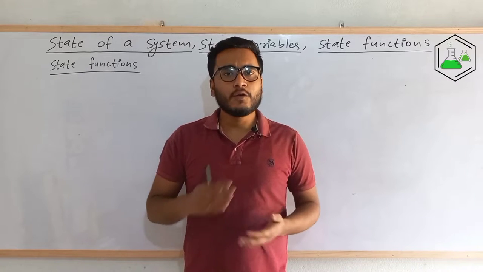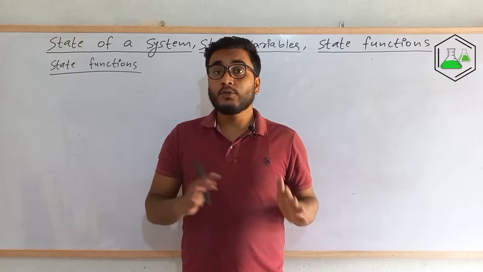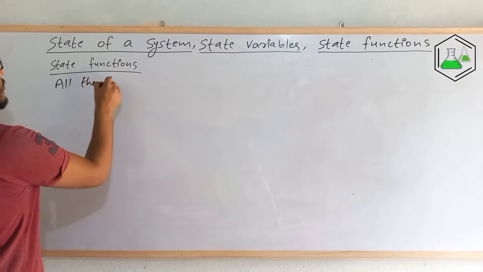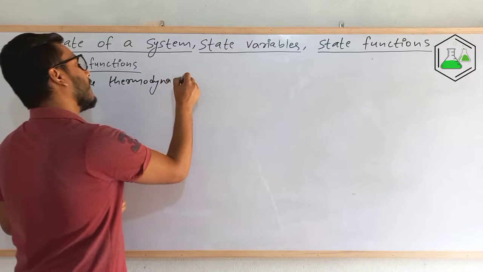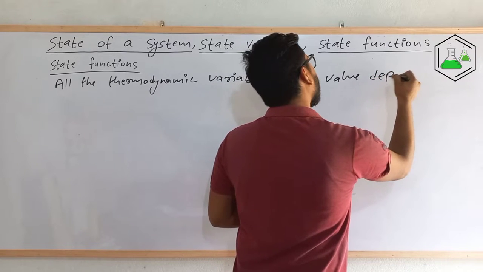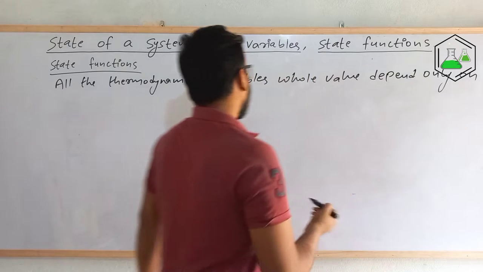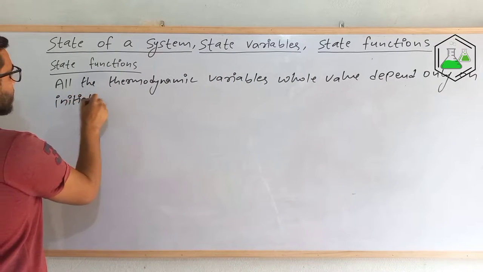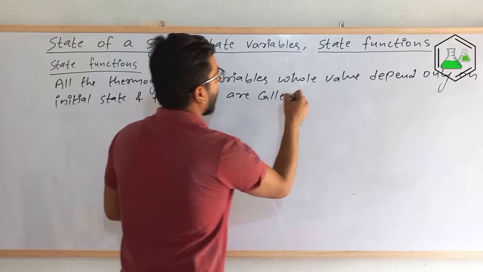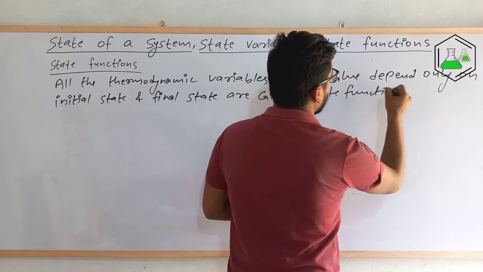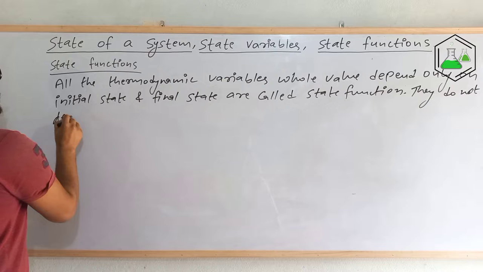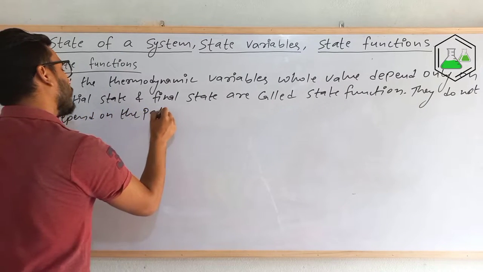All those thermodynamic variables whose values depend only on the initial state and the final state but do not depend on the path are called state functions. Let me write the definition. All the thermodynamic variables whose value depends only on initial state and final state are called state function. They do not depend on the path.